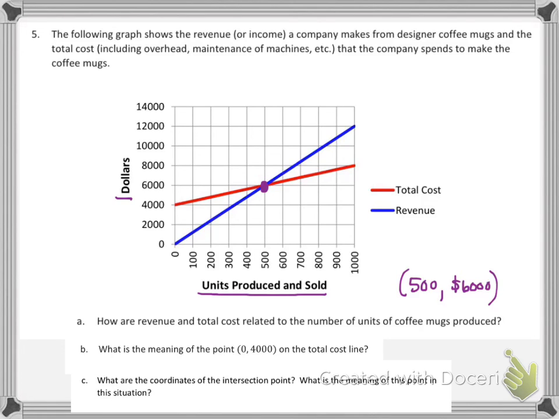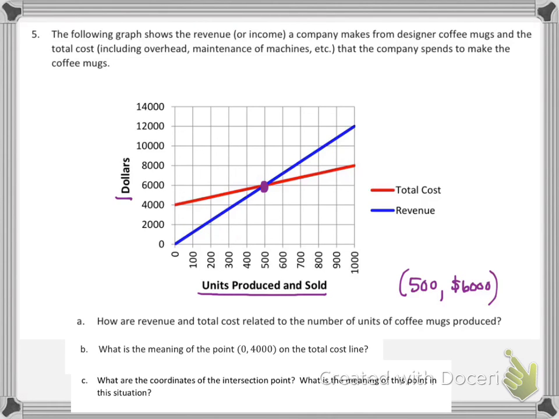So what does that mean? Well, if we are able to produce and sell 500 coffee mugs, that will equal our cost. Anything before that is a loss, a net loss. We're in the hole. We haven't made any money. Anything after 500 units, and we are making a profit.